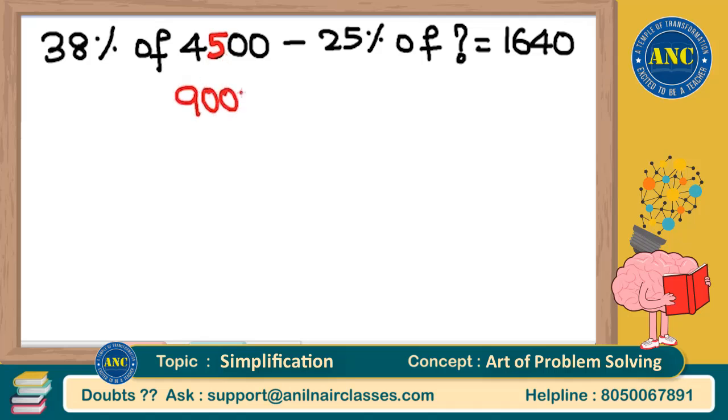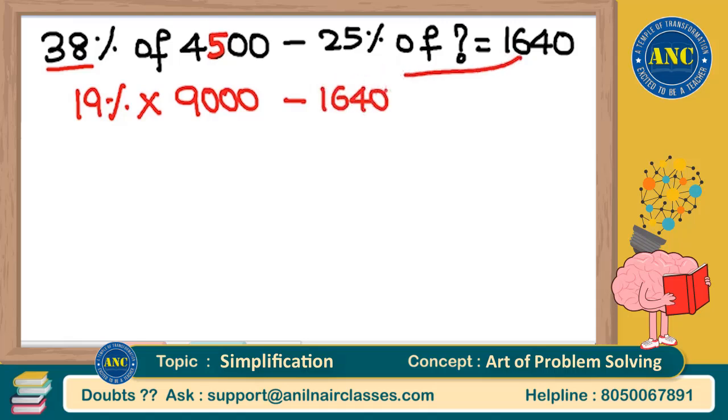Multiply by 2, it becomes 9000. Divide this by 2, it becomes 19. How simple it can be, sir. This is minus 25%, shift it to the right hand side. 1640, bring it here, right? Right hand side you have 25%.